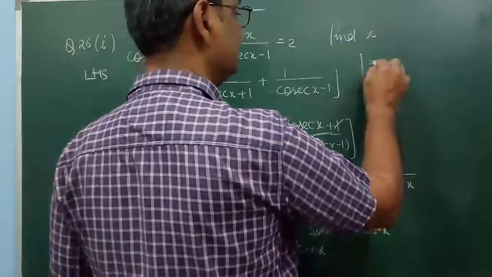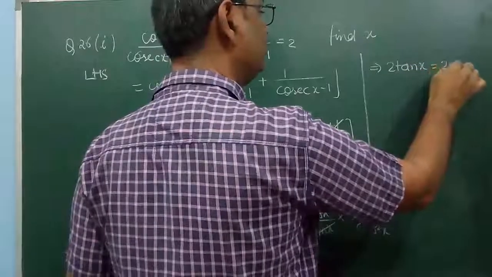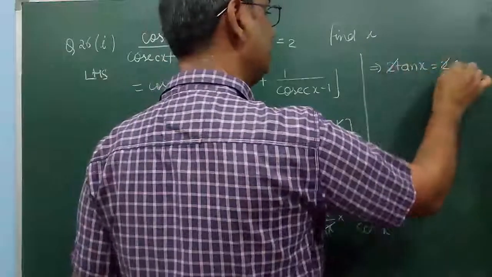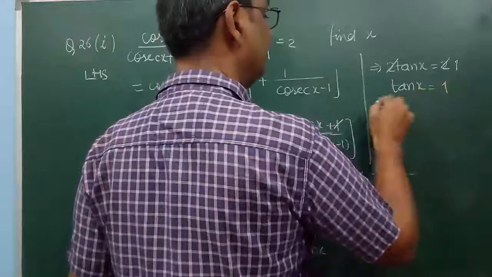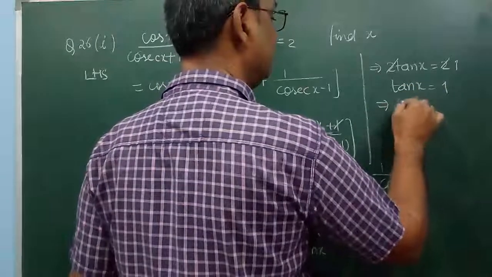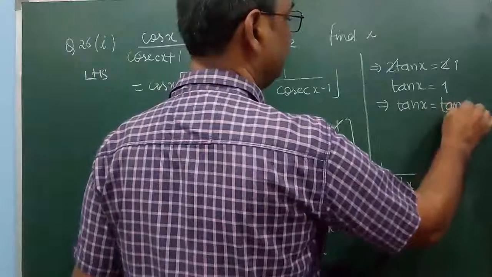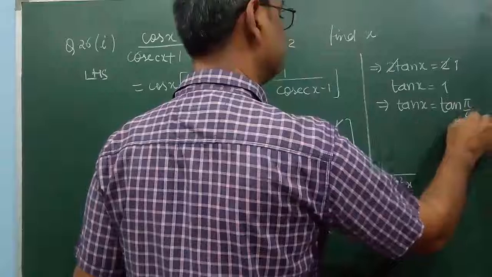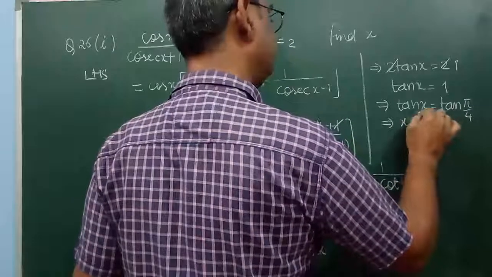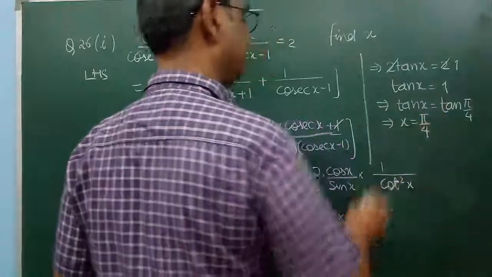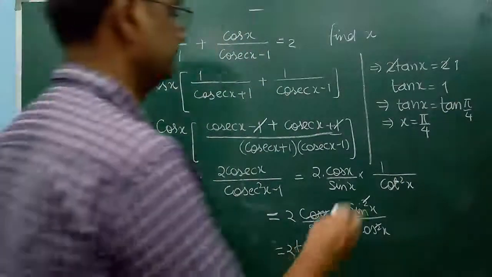This implies 2 tan x is equal to 2. 2 and 2 got cancelled. Tan x equal to 1 implies tan x equals tan pi by 4. x equal to pi by 4. This is the answer.